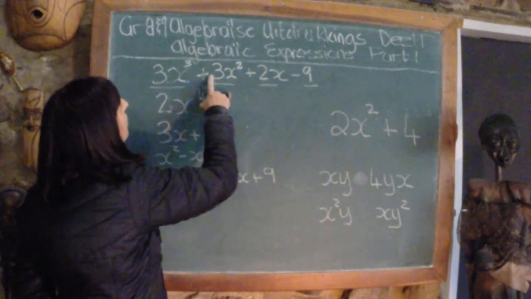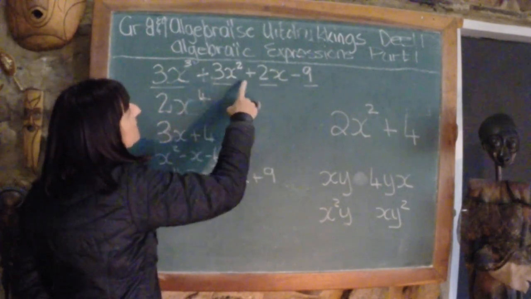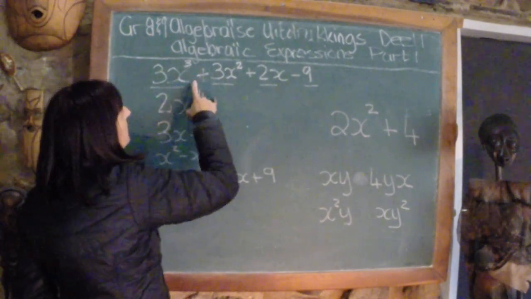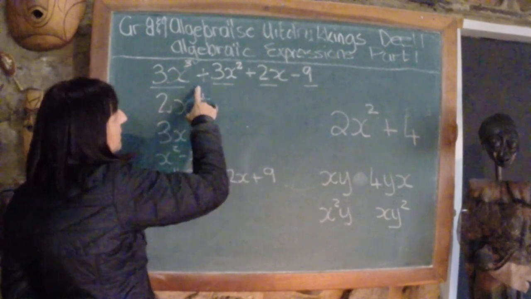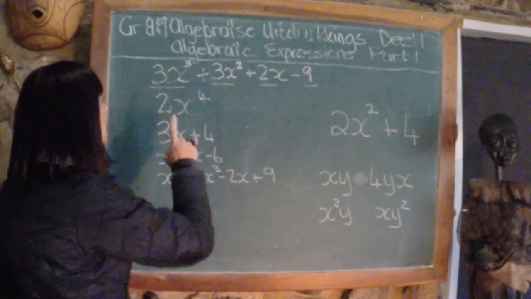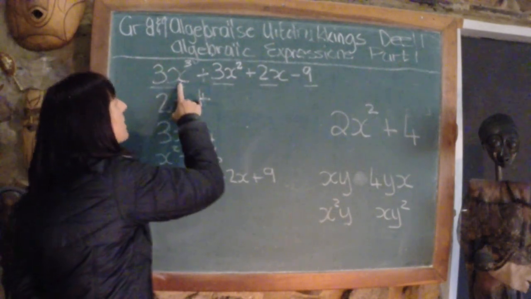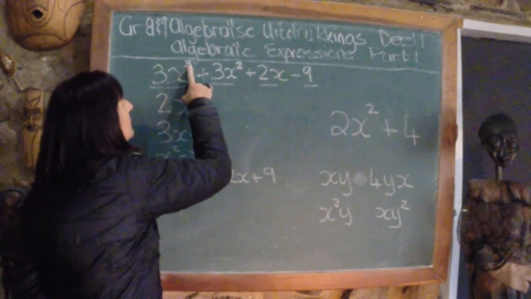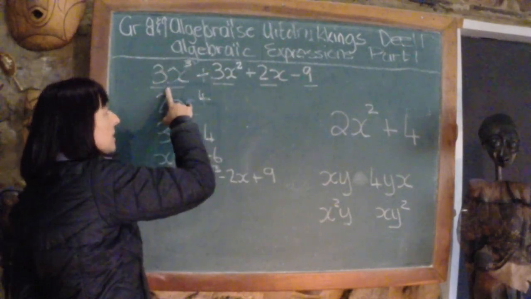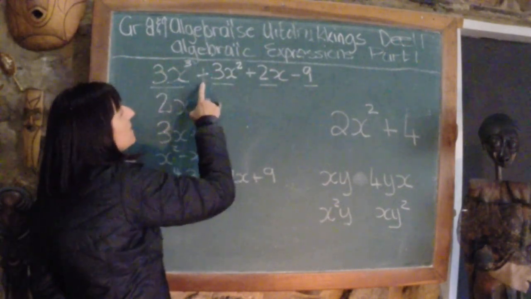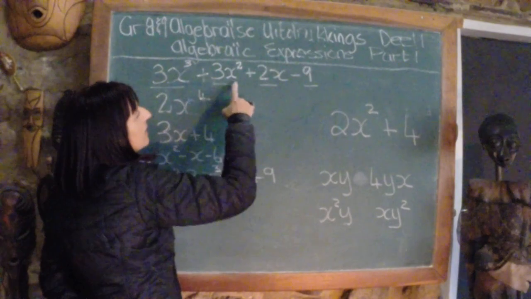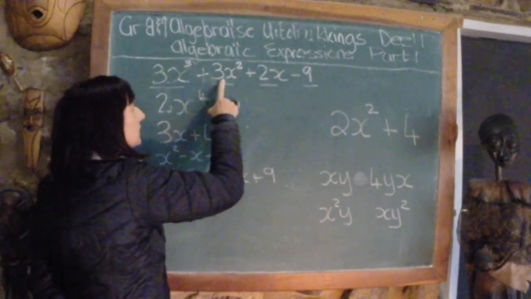Terme word gebreek deur plusse en minusse. If we count terms, we know that terms is being separated by pluses and minuses. So, there's a multiplication, be careful. 3 times x cubed. But multiplication we don't count, so that's 1 term. Hierdie is 1 term, daar's 'n plus tussen terme. 3x kwadraat is 1 term, want ons tel nie maal nie.